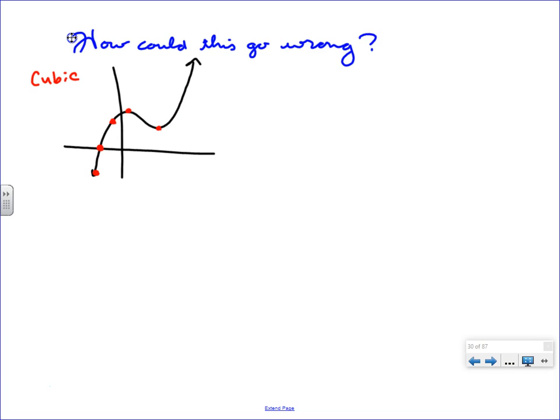Okay, now here's a different dilemma. What if, let's say we had a quartic. What if we had something like this?